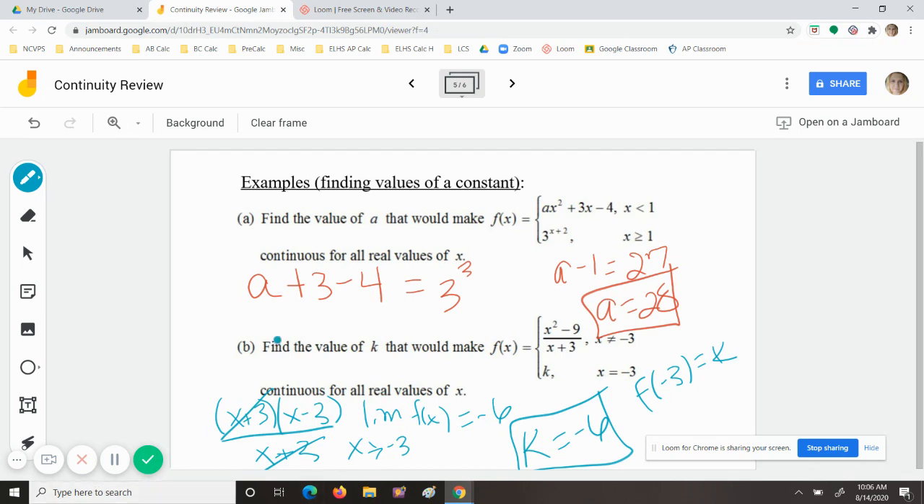Okay. Those look a little bit more difficult, and people usually think that they're harder than they actually are. Those are actually pretty easy because we only have to solve for one limit. We don't have to do left and right because it would be the same value.